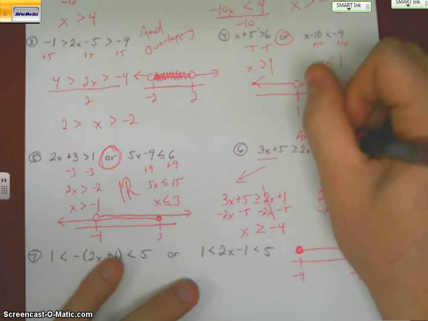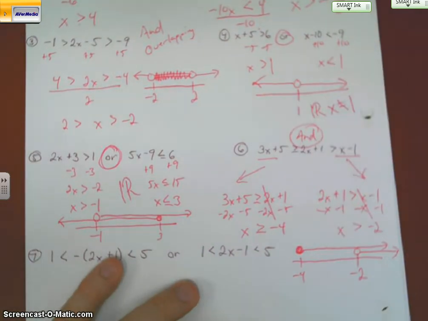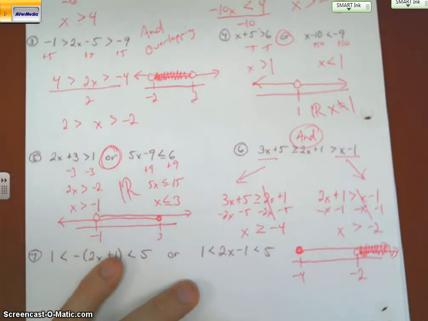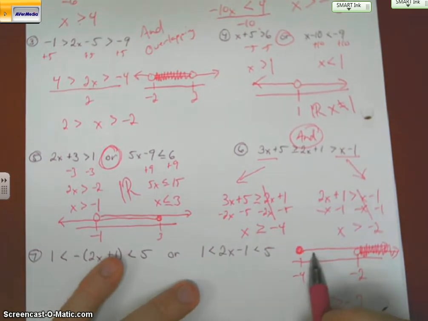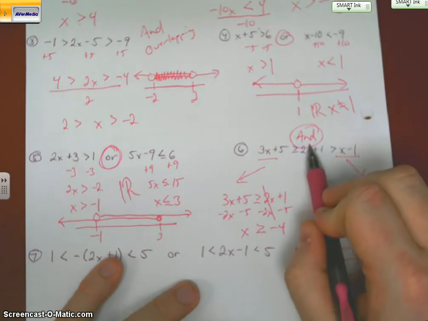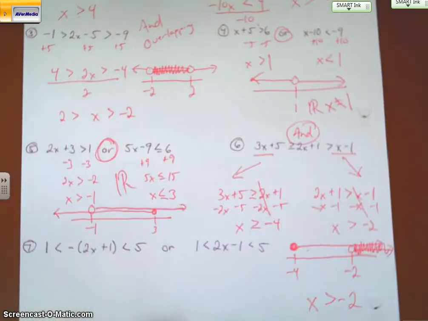But since I am looking for both to be true, there's only one place where they overlap, and that's negative 2 and beyond. So technically, that is my answer. Because this is only true from here to here for one of the inequalities. It has to be a yes. There needs to be overlapping.